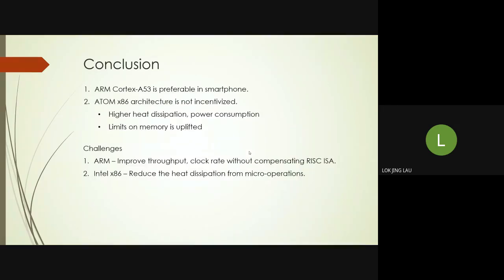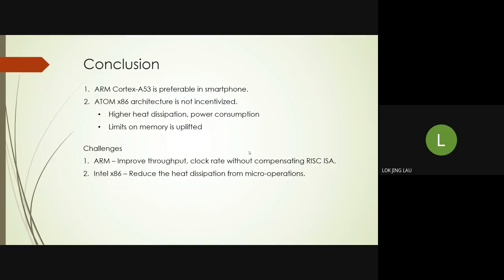For the last one, virtual memory, we have a 4,096 kilobyte page size, which is also the same between the two processors. Therefore, the conclusion we can make is that if we are comparing them on the scale of smartphone appliances, we would prefer the ARM Cortex-A53. Several reasons. One is that the Atom x86, as mentioned by Zilim, uses CISC, which copes with micro operations, and that is the reason for high heat dissipation and therefore higher power consumption, which is not ideal in smartphone appliances. Another reason, also mentioned by Zilim, is that the x86 architecture arose because back in the day we were limited by memory size and could not scale the memory, so we made the ISA much more efficient, hence x86 and micro operations. But nowadays we don't have that limitation, so x86 architecture is no longer incentivized.